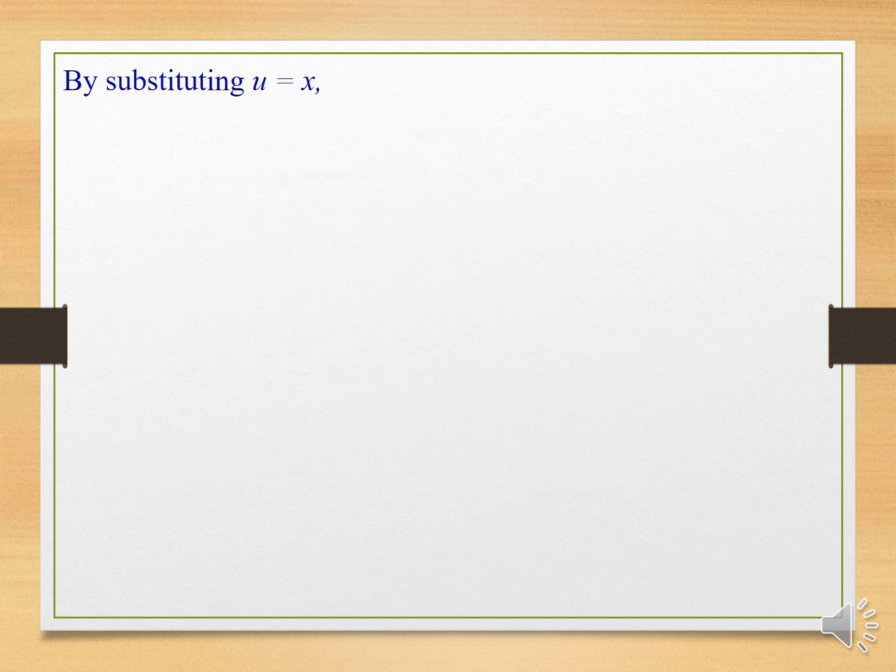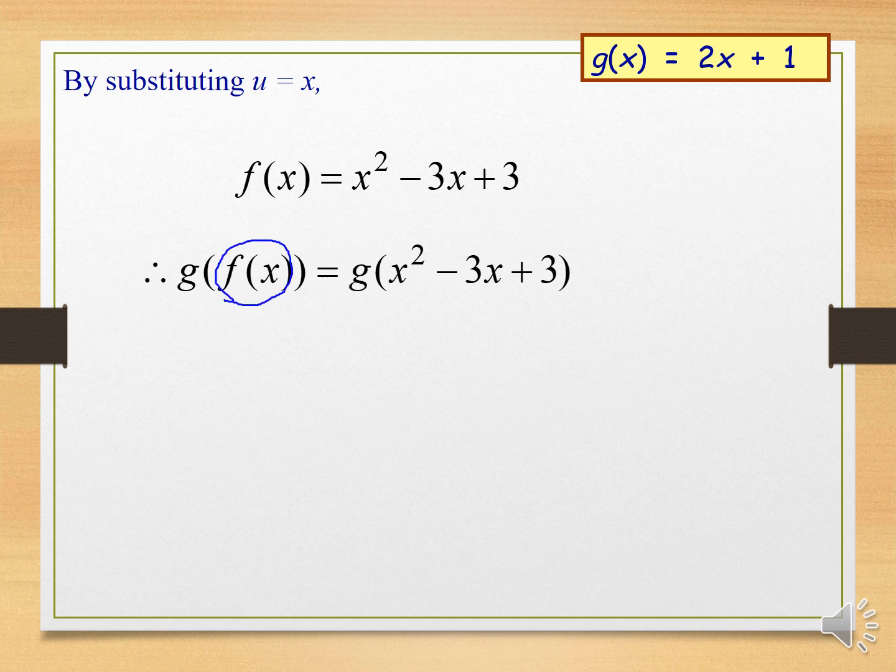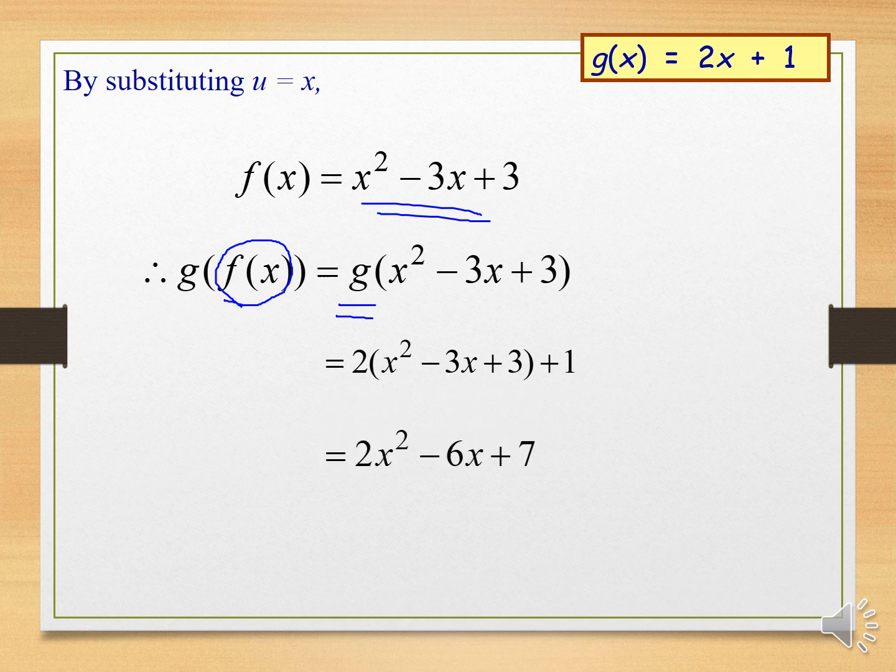Now, what we should do is, therefore, substitute u in terms of x: f(x) equals x squared minus 3x plus 3. Since g(x) equals 2x plus 1, and the question asks you to find g(f(x)), we substitute f(x) as this function, and it becomes the input for function g. g(x squared minus 3x plus 3) is equal to the new input times 2 plus 1, which is 2x squared minus 6x plus 7.